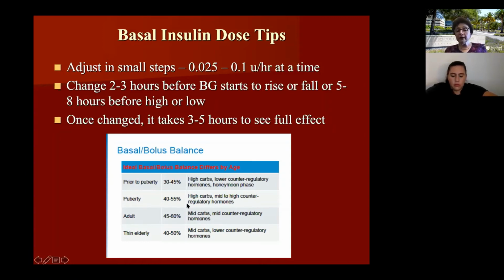But if you're eating a lot of carbs, then your basal rate should be lower to leave room for carbohydrate coverage. If you're more on the Atkins diet or a very low carb diet, then your total basal will be a little higher. And for a person who is elderly and thin, more insulin sensitive, again, basal should be lower. Once the basal rate changes, it actually takes 3 to 5 hours to see the full effect of that change. And don't make a big change at once. Make it really, really slow, anywhere from 0.25 to 0.1 unit per hour.